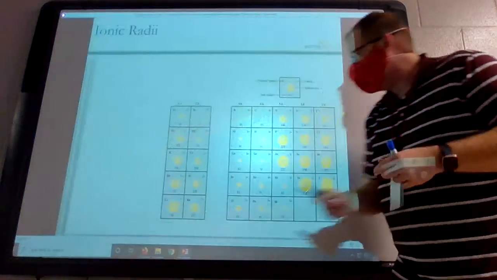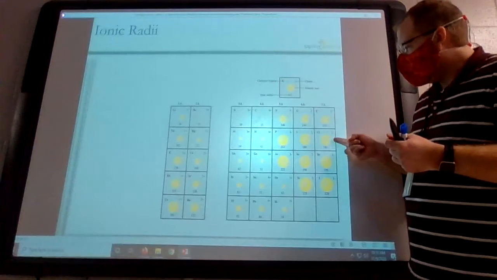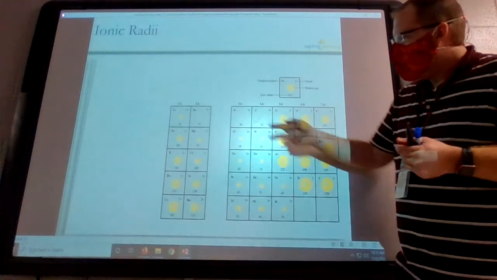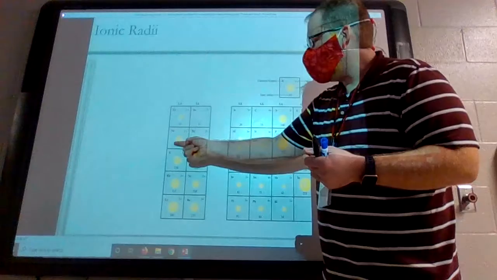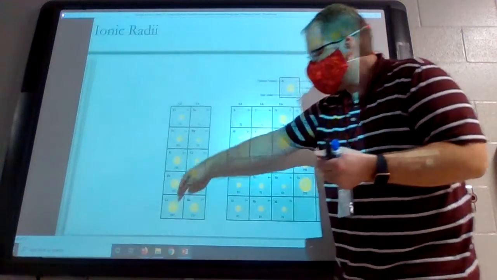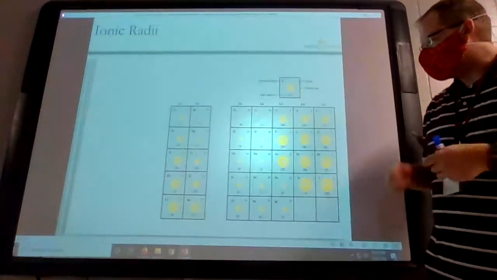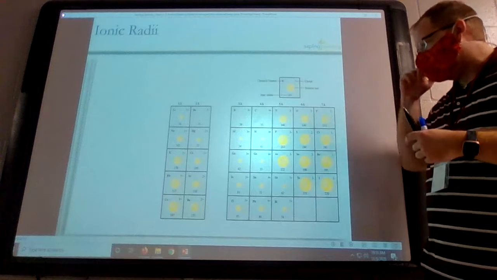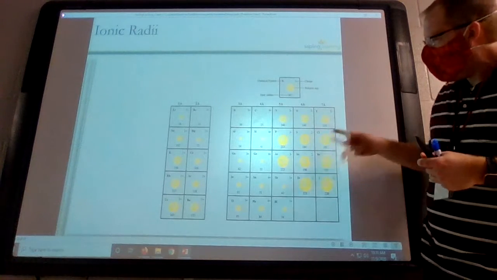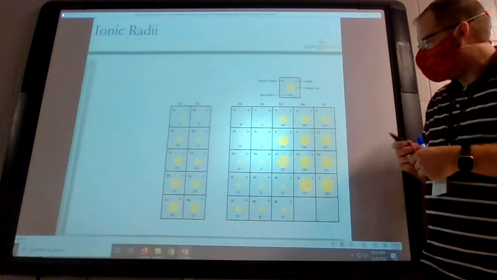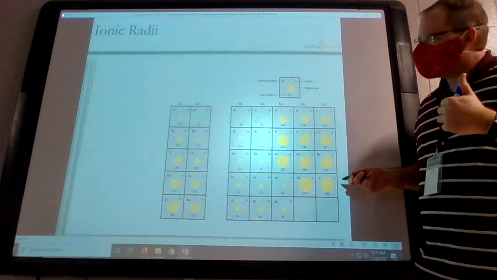So if we come back here, you can see that they get larger this direction, they get larger this direction as positives, and they get larger towards the bottom as you go down. These are already large, so it's kind of hard to tell, but you can see they get bigger as you go down, and they get bigger as you go from left to right. So, next.